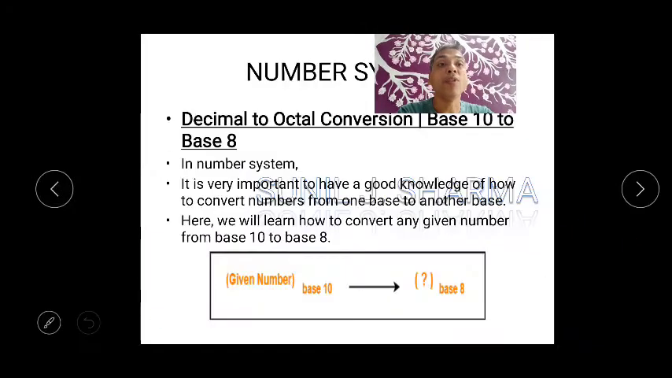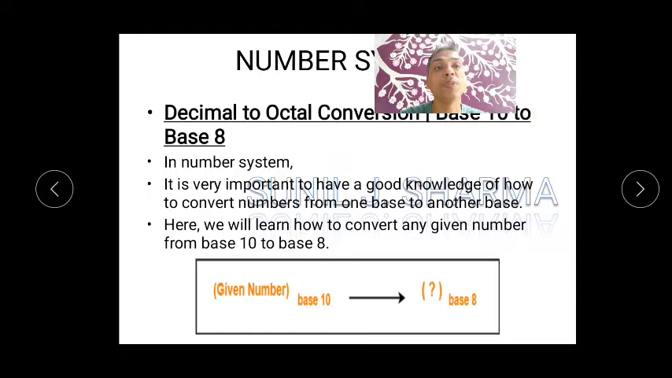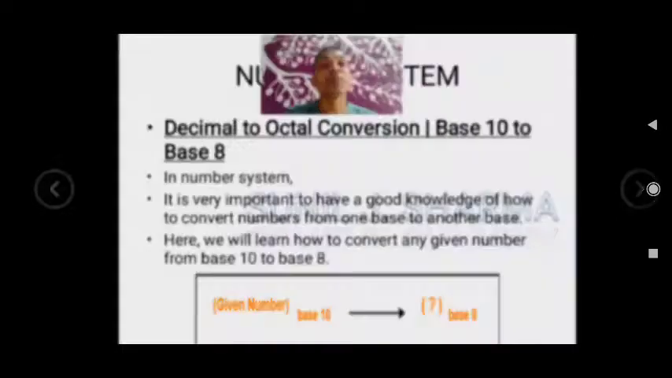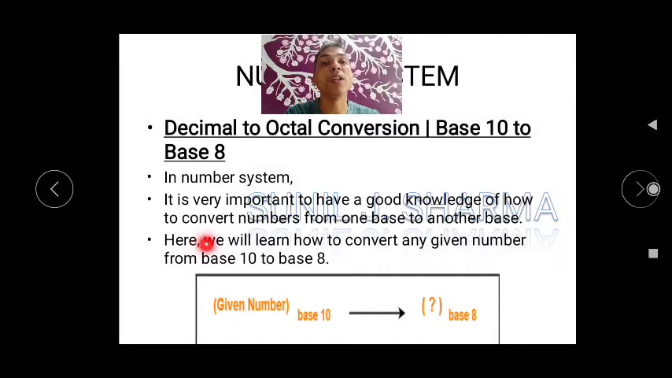Okay, now I think till now we have just finished with decimal to binary and binary to decimal. The same concept is to be used to change any other numbers. Now we will be going with decimal to octal conversion, that is base 10 to base 8. In the number system, we have seen this in the previous session also. It is very important to have good knowledge of how to convert numbers from one base to another base. Here we learn how to convert any given number to base 8.